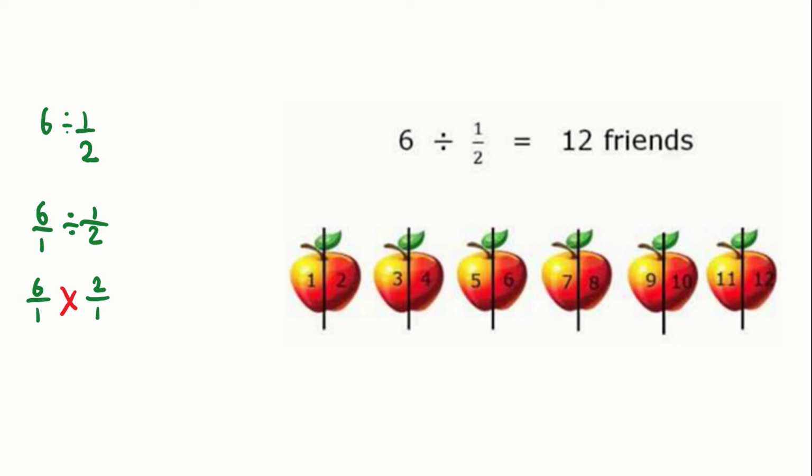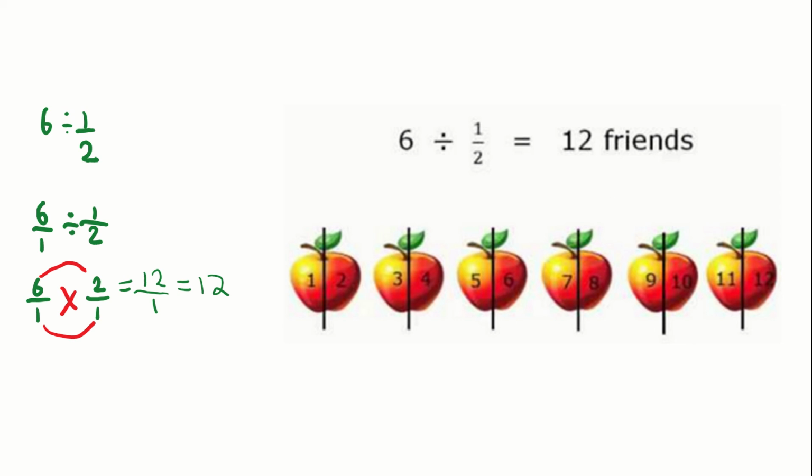And as you know, to multiply fractions, you multiply the top by the top and the bottom by the bottom. And when I multiply the top by the top, I get 6 multiplied by 2, which is 12. And on the bottom, 1 multiplied by 1 is 1. And 12 divided by 1 is 12. And that's the answer that we had over here when we split our 6 apples in half. We got 12 half apples. And that's our way of looking at it mathematically.